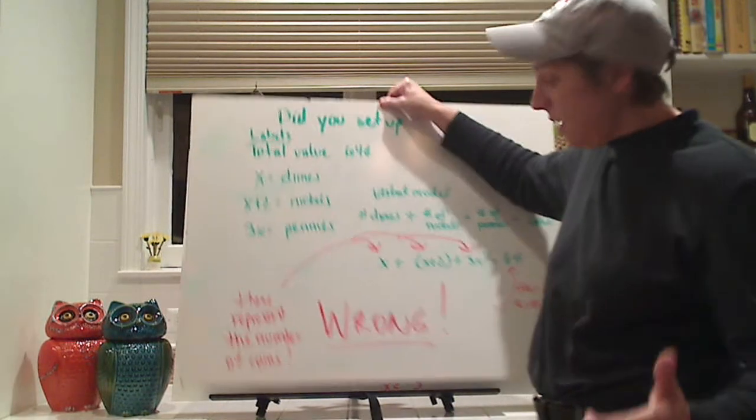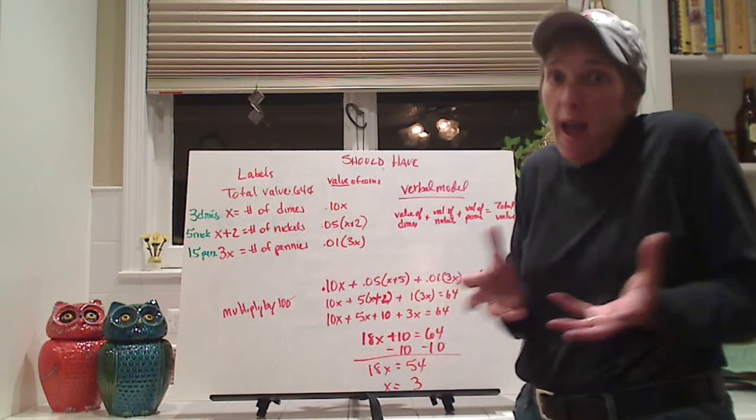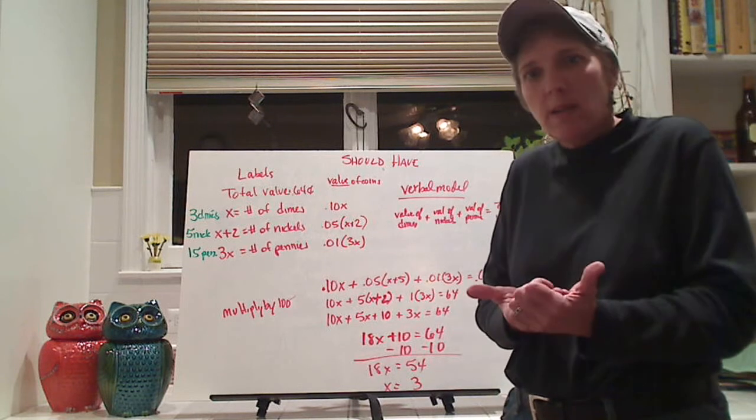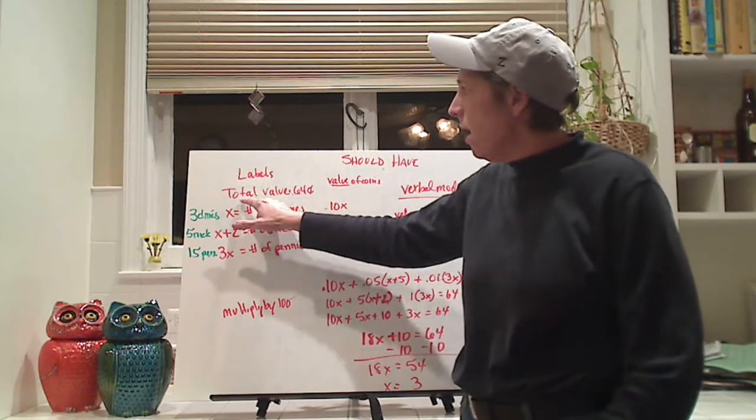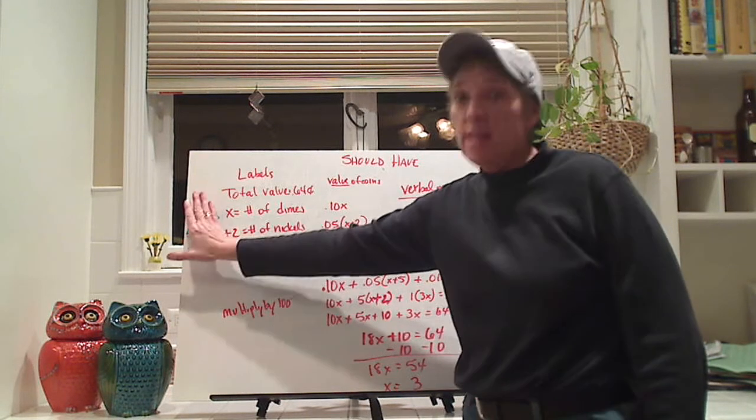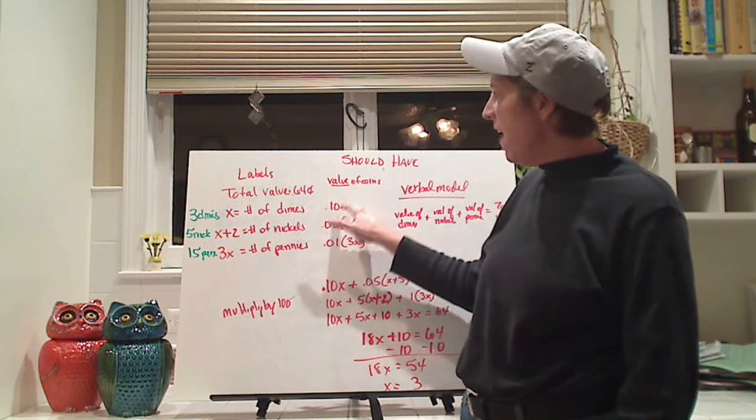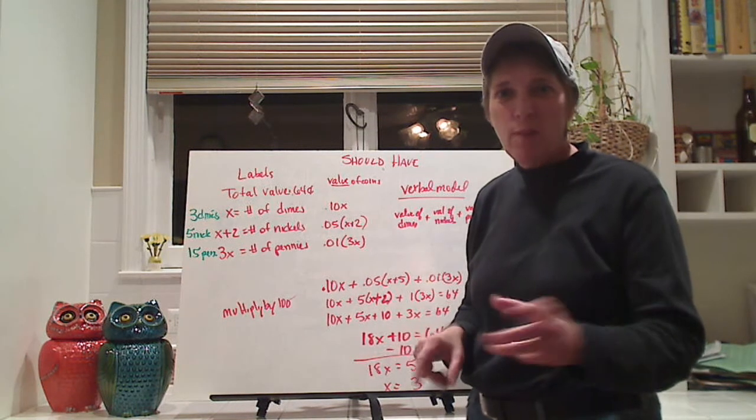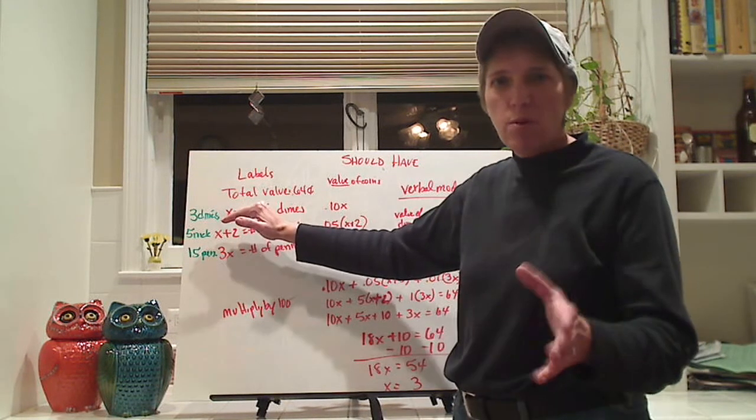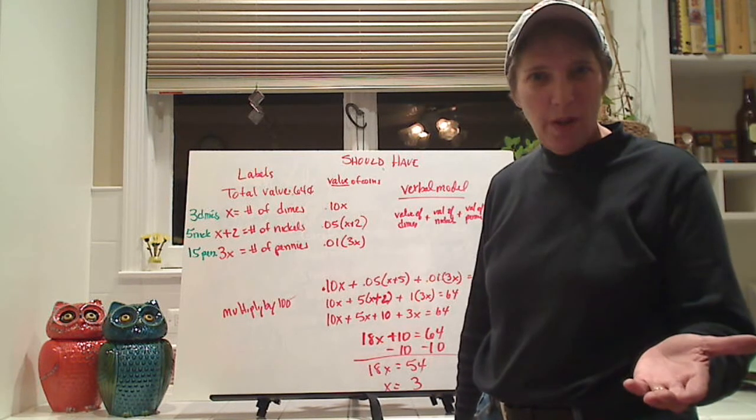Maybe you did, and if you did, I'm happy. Because they didn't give you the number of coins, they gave you a value, everything is based on the dimes. So your labels start out with a total value of 64 cents. You have 3 dimes. Wait, no, that's the answer. Don't look at the green. You had x equals the number of dimes, and then you had to put the value of the coins, because they gave you a total value of 64 cents. So x represents the number of dimes, and 0.10x represents the value of the dimes.